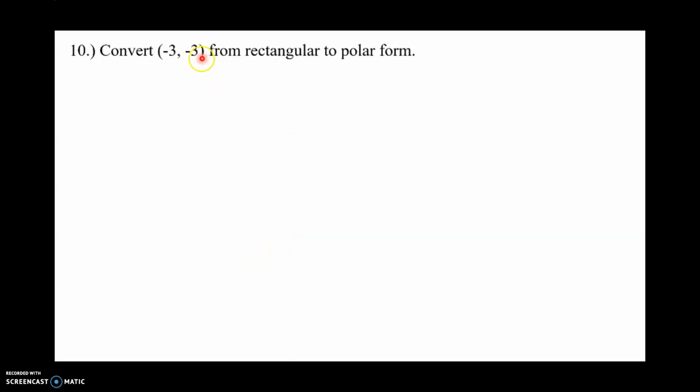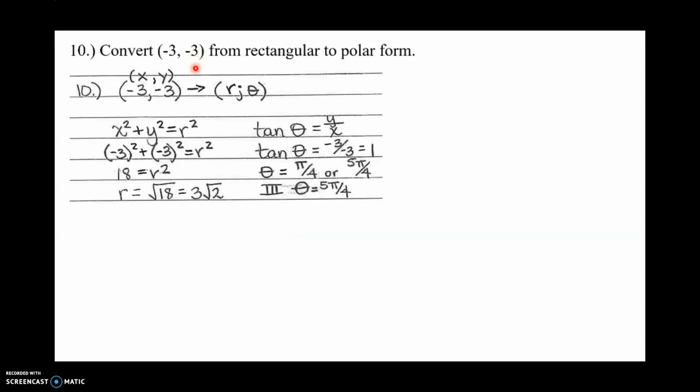If we want to go the opposite way and convert from rectangular back to polar, on your formula sheet it tells you to use x squared plus y squared equals r squared, and tangent equals y over x. So x is negative 3, y is negative 3. Let's put negative 3 in for x, negative 3 in for y. We'll get 9 plus 9, or 18, is equal to the radius squared. Take the square root of both sides, and we get r is equal to the square root of 18. Square root of 18 would be 9 times 2, so that's 3 square roots of 2. And then for tangent, tangent is y over x, so y was negative 3 and x was negative 3, so we're looking for where tangent equals positive 1.